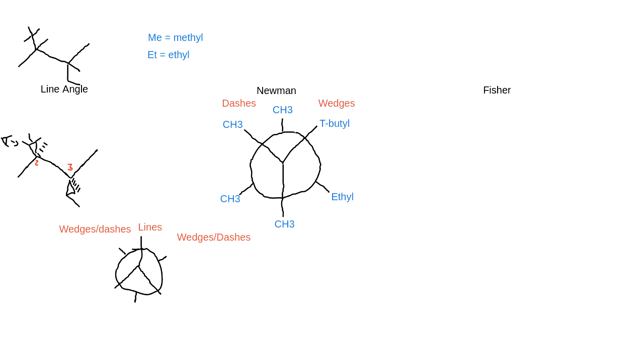Anyways, any questions on how we got from line angle to Newman? Because when we go to Fischer, that's when it gets a little bit confusing.